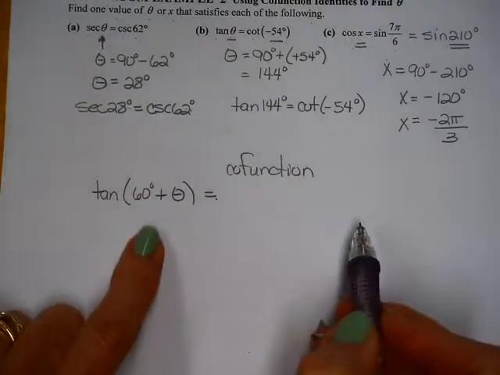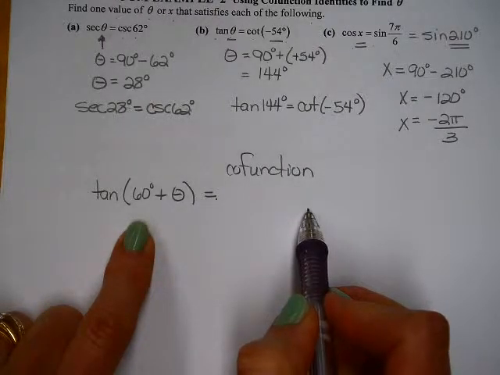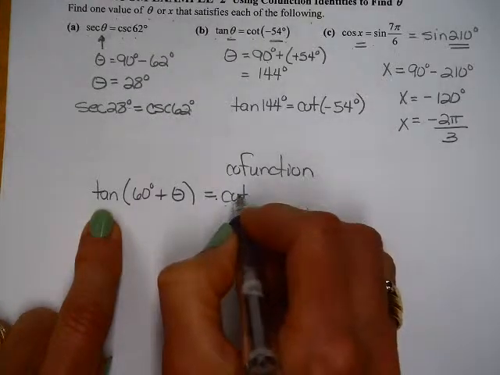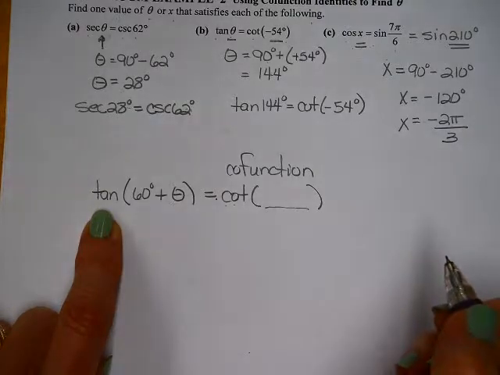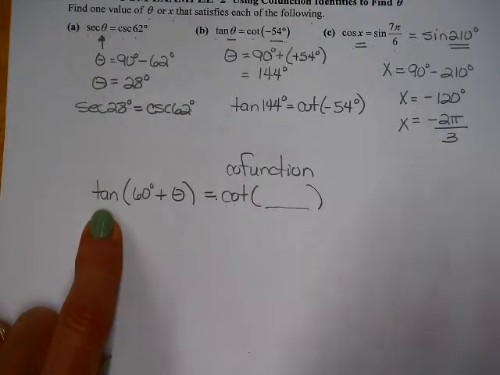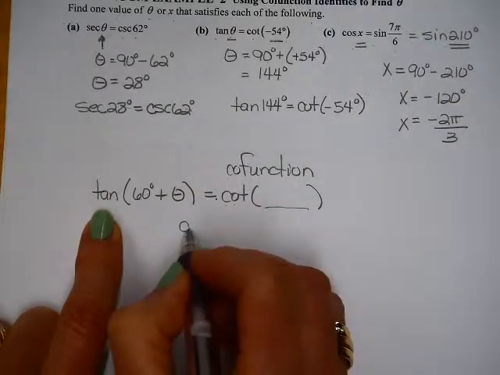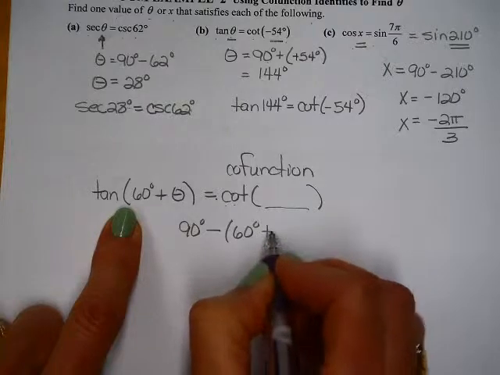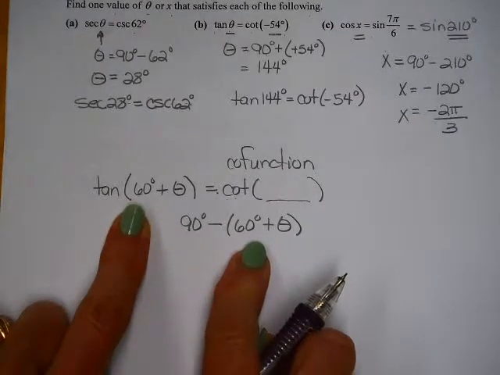You're going to have to write two things. First of all, you have to write the function, and then you have to write the angle. What is the function? Cotangent. The angle. What is going to go there? Not just theta. Do the same thing we've been doing every time. Exactly. Take 90 minus 60 plus theta. Subtract the whole thing. That's what we've done every time.